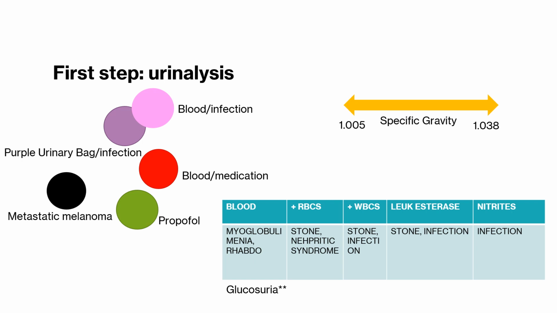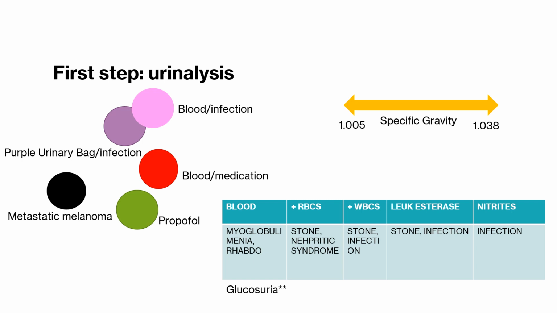Next, I want you to look at this specific gravity line here. You want to remember that it's just the density of a substance over the density of water. So when you crunch all those numbers out, you'll notice more dilute urine will be around a specific gravity of 1.005 towards the left, while things like contrast or urine with very concentrated solutes will make your specific gravity closer to 1.038.